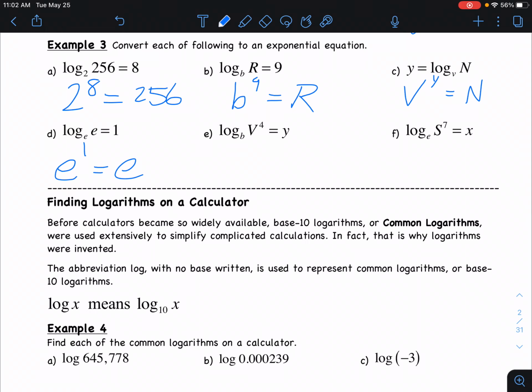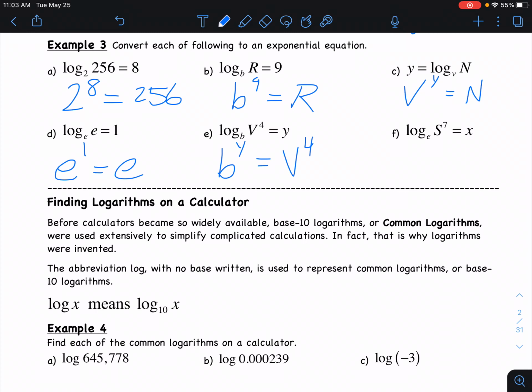Okay, letter E, log base b of v to the 4th power equals y. So just use your rules, don't get intimidated. The little base b of the log becomes the base b of the power. The standalone, the y by itself, is always the exponent. And then equals what's left, v to the power of 4.